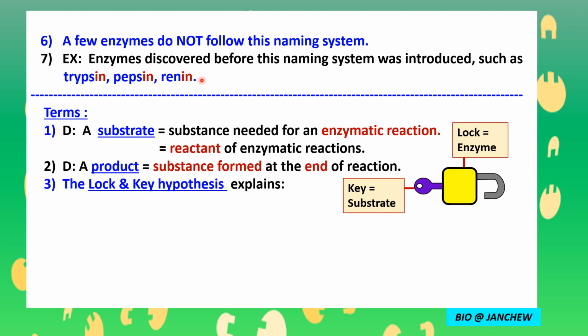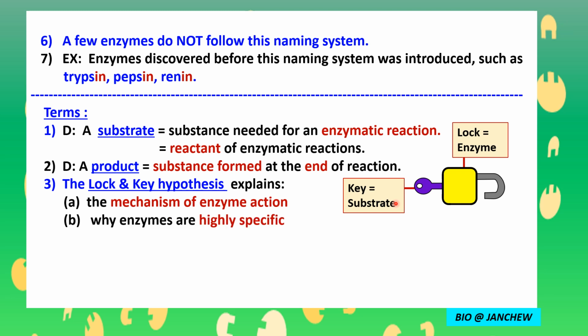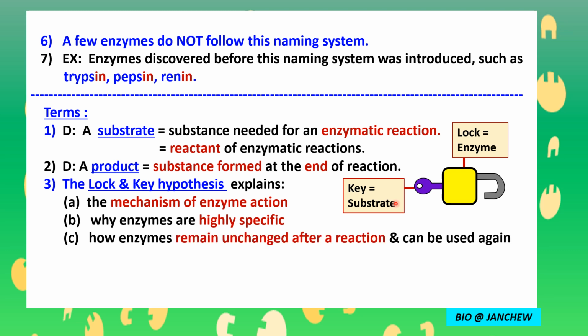And we are going to look at the lock and key hypothesis afterwards. So this hypothesis uses the key to represent the substrate, and the lock, like the lock that we use to padlock our doors, our grill doors, for example, represents the enzyme. Okay, key represents the substrate in the enzymatic reaction. This lock and key hypothesis was proposed by a scientist long ago, and it explains the mechanism of enzyme action, how the enzyme acts in a reaction, why enzymes are highly specific, and how enzymes remain unchanged after a reaction and can be used again.